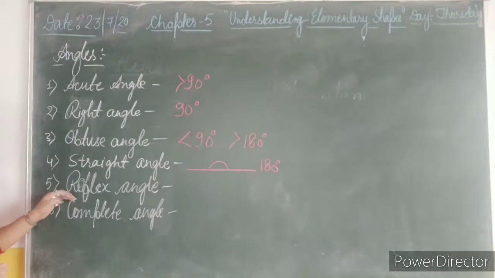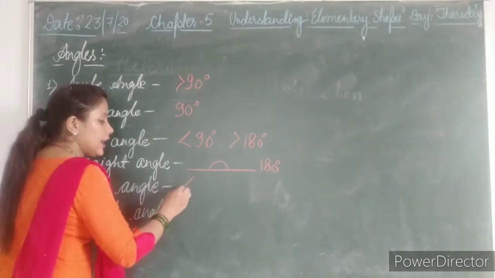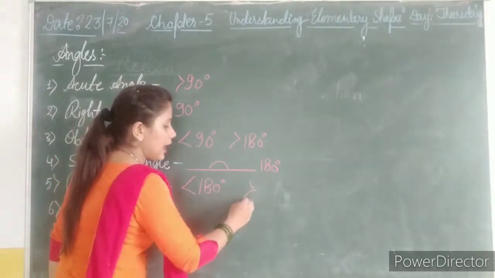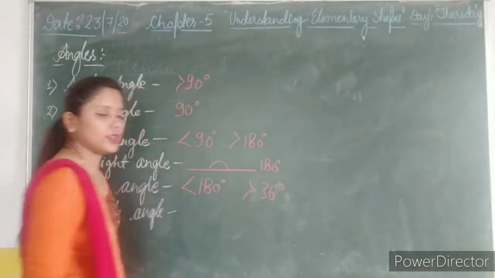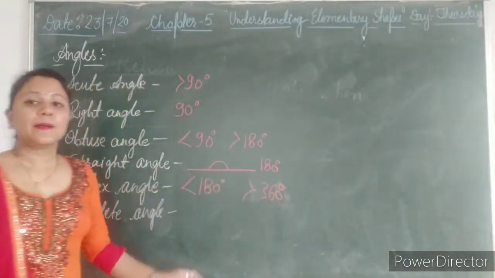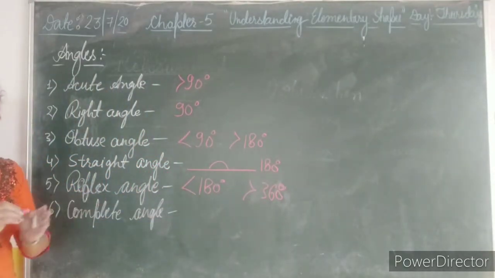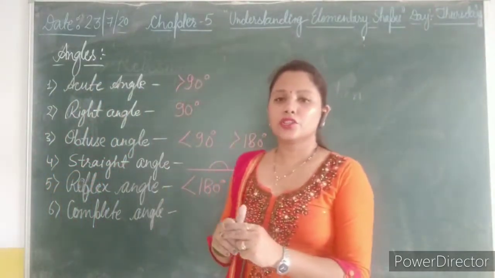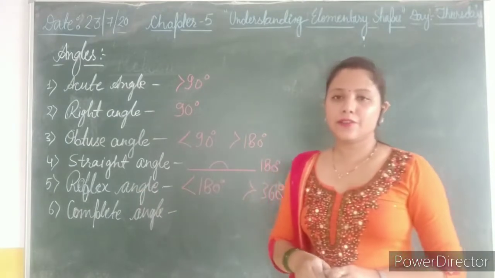Next is reflex angle, an angle which is greater than 180 degrees but less than 360 degrees. That is your reflex angle. Reflex angles are bigger than 180 degrees and smaller than 360 degrees. That is your reflex angle.